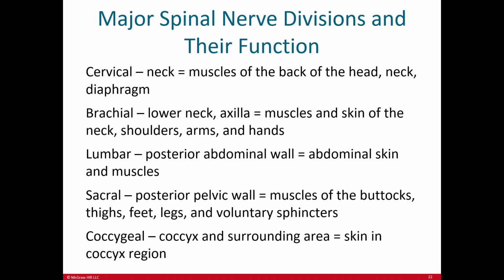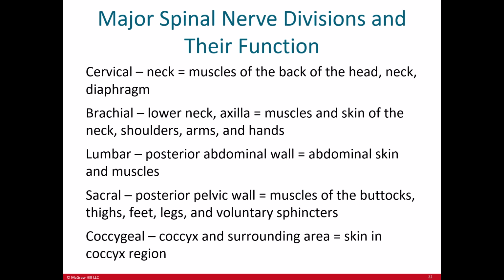All right, major spinal nerve divisions and their functions. So first we have cervical, which is in the neck area, and this is responsible for muscles of the back of the head, neck, and diaphragm. Then we have brachial, which is in the lower neck and axilla. Axilla are our armpits. And these are responsible for muscles and skin of the neck, shoulders, arms, and hands.